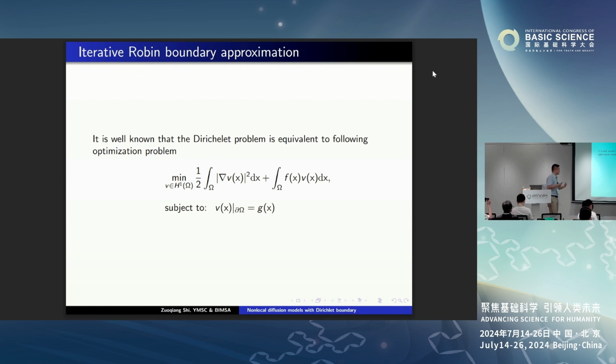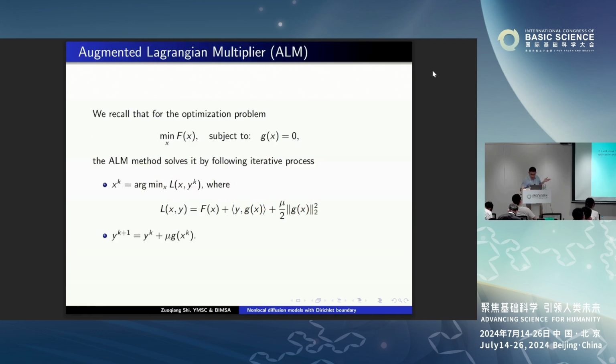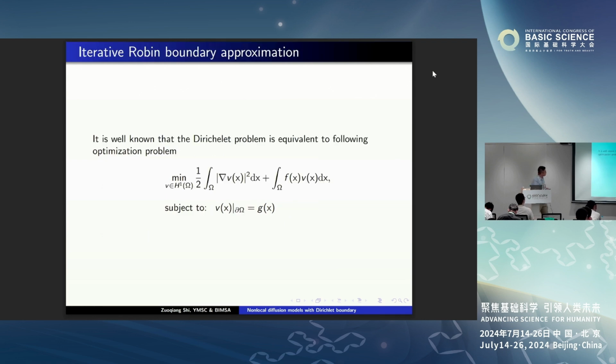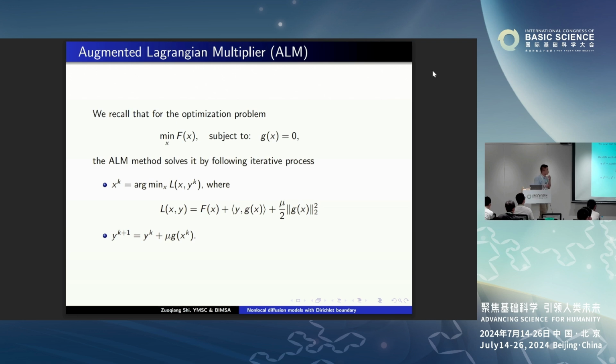The other idea is that we first transform the original Dirichlet problem into this optimization problem. It's very standard, right? Even in the textbook. Then the boundary condition is here in this constraint of the optimization problem. Then we can use the so-called augmented Lagrange multiplier method to handle this constraint.